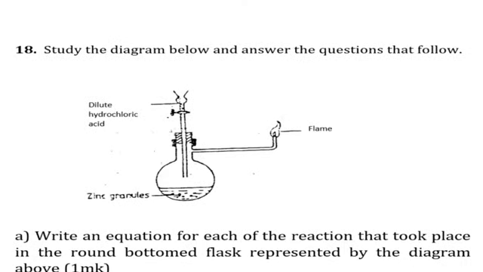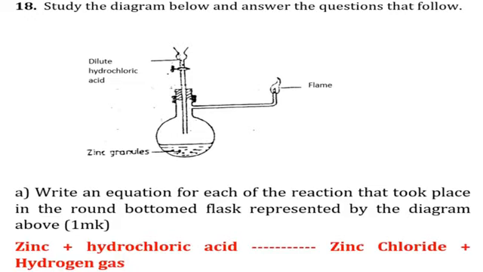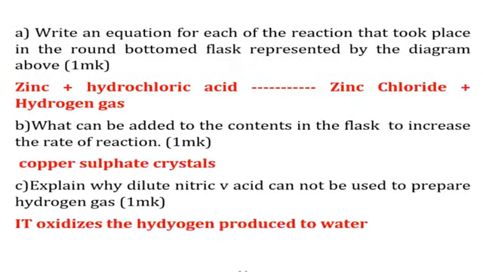Number 18, study the diagram below and answer the questions that follow. You have dilute hydrochloric acid, a flame, and zinc granules. You are told to write an equation for the reaction that took place in the round bottomed flask represented by the diagram above. So we have zinc plus hydrochloric acid, you get zinc chloride plus hydrogen gas. That's why you can see the flame.